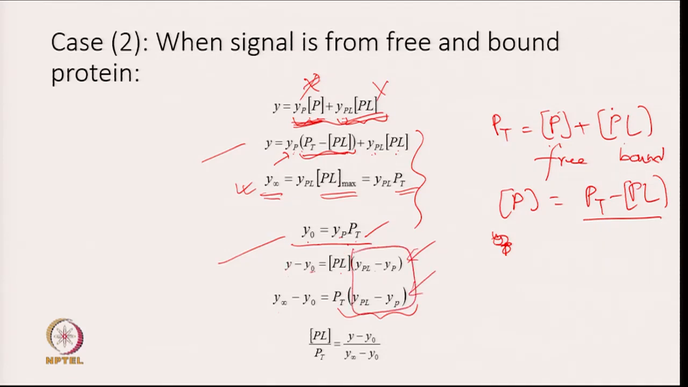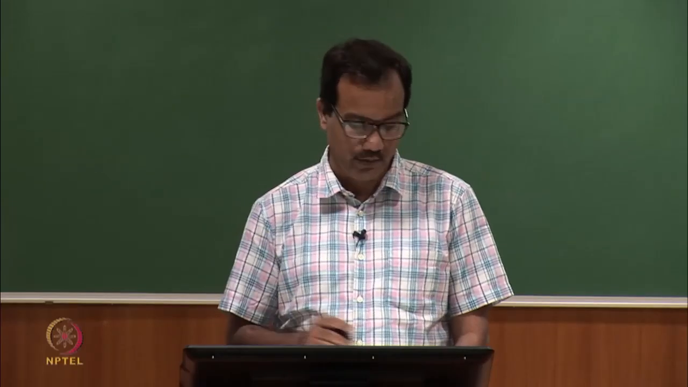So if I divide y minus y naught by y infinity minus y naught, I will simply get PL by PT, which is nothing but fraction of bound protein. So fraction of bound protein is equal to y minus y naught divided by y infinity minus y naught. So now you can plot nu by L versus nu, and you can get the value of KD. This is the way KD can be determined, or KA can be determined using fluorescence spectroscopy.